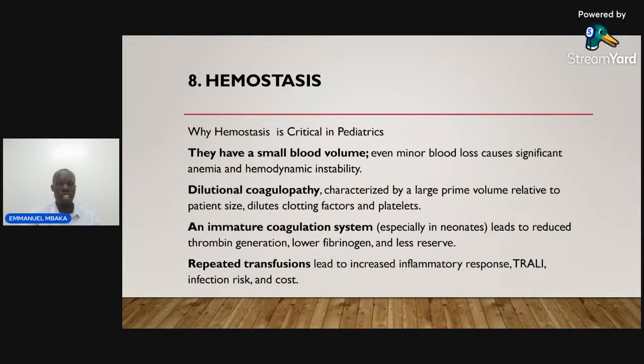Also there is dilutional coagulopathy, which is characterized by a large prime volume relative to patient size that dilutes clotting factors and platelets. And also there is an immature coagulation system, especially in infants, leading to reduced thrombin generation, lower fibrinogen, and less reserve. Also there's repeated transfusion, which leads to increased inflammatory response, TRALI, infection risk, and cost. Next slide.